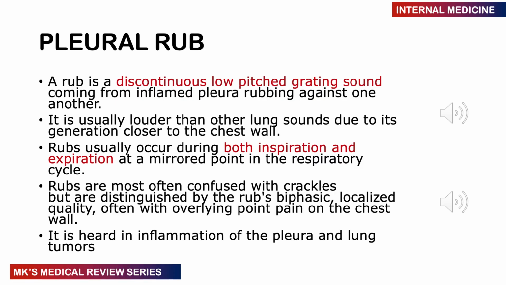It can be heard both on inspiration and expiration at mirrored points of the cycle, and it's often confused for crackles, but it's distinguished because the rubs are biphasic. They are going to be localized and often overlying a point of the chest wall where there's pain. And often we see these in inflammation of the pleura, and we see these in tumors. So I added two different types of sounds, but both of them are pleural rubs, but they sound a bit different, so that's why I added them here. Don't confuse this with crepitations.